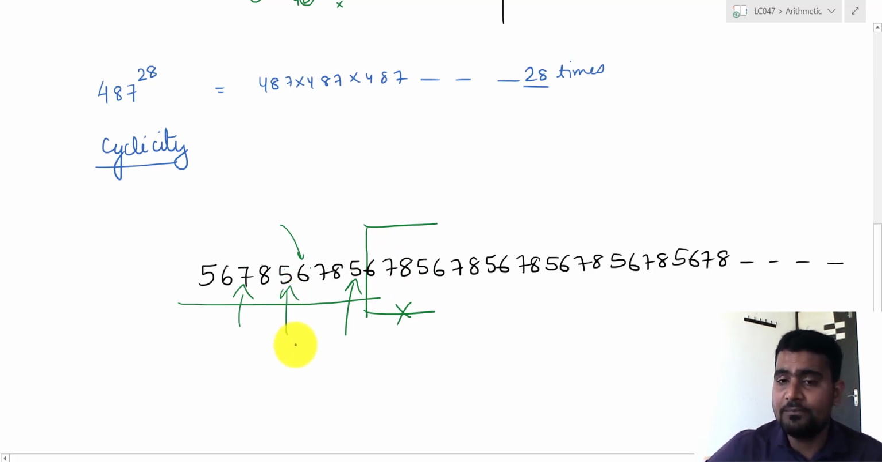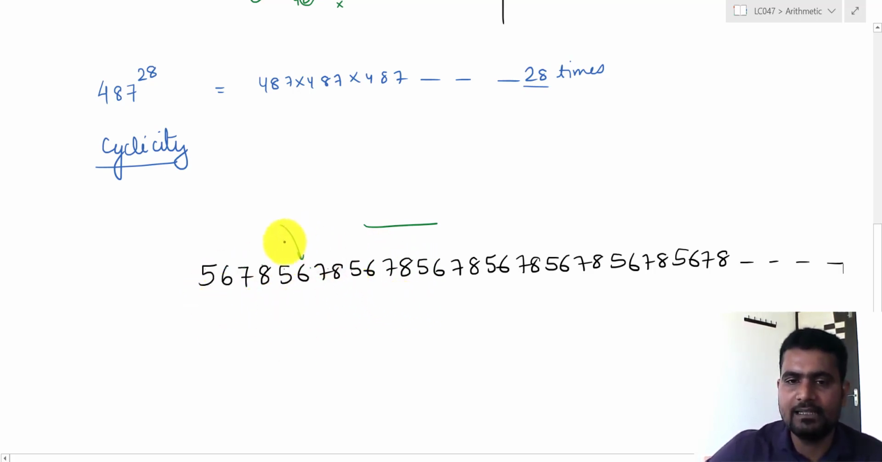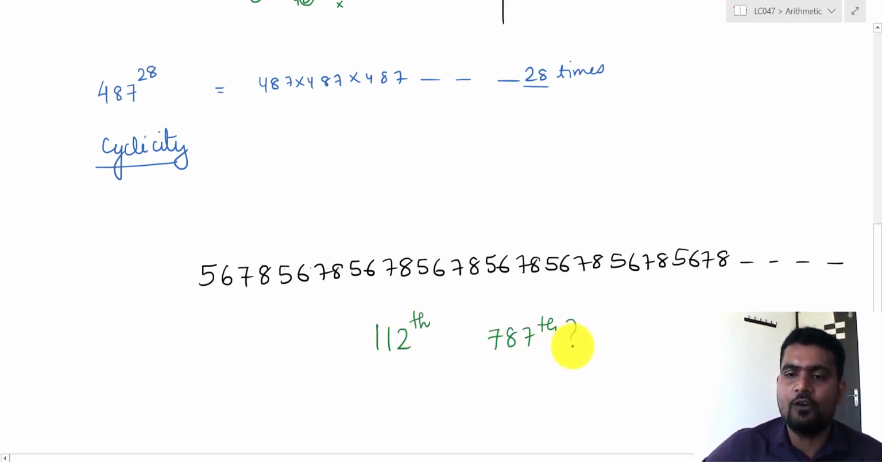But if the series becomes very big, they will not ask you something like the fifth term, sixth term, or 11th term. They will ask something like, tell me the 12th term or the 787th term. Then how will you find it?